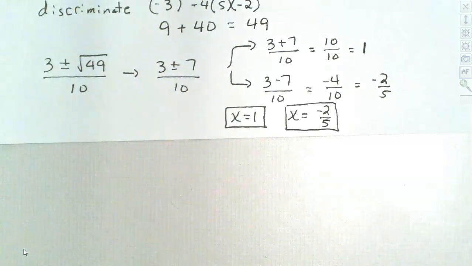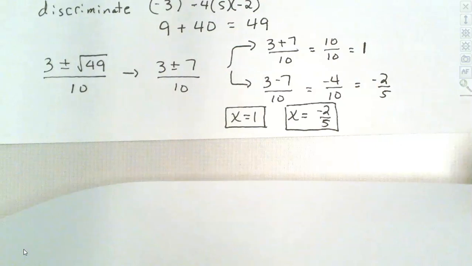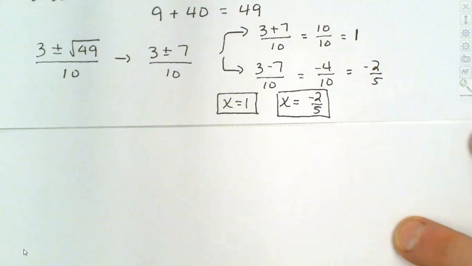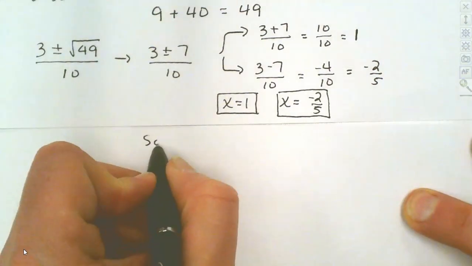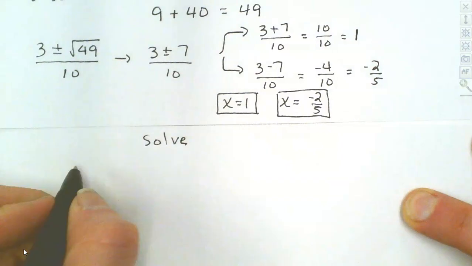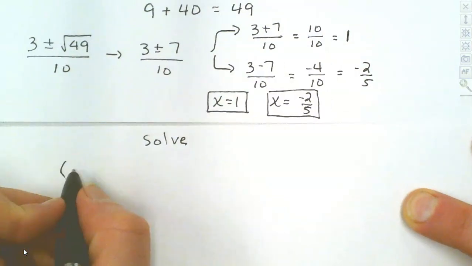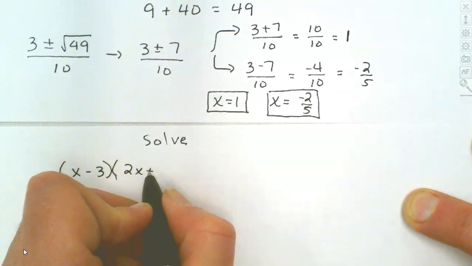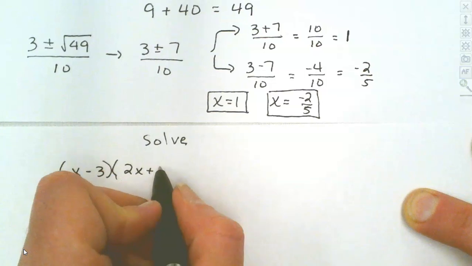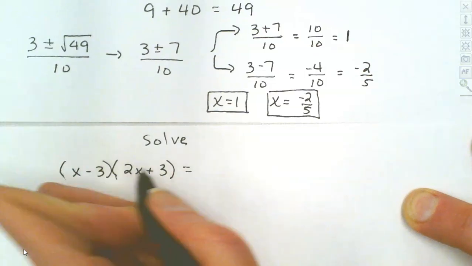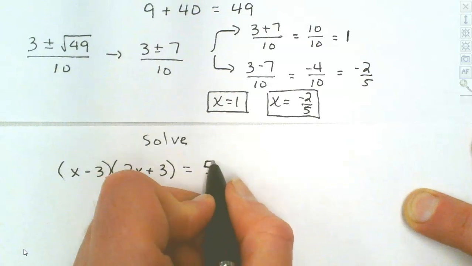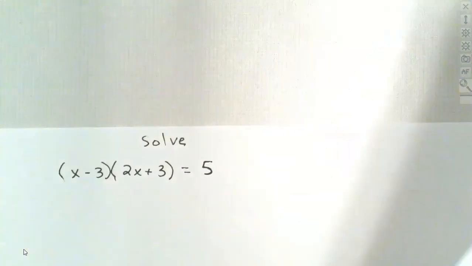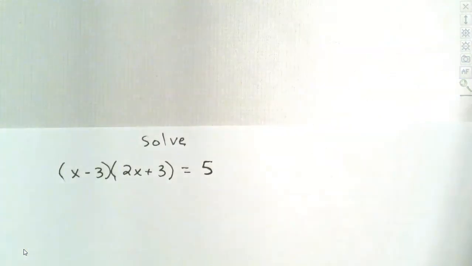One more of these is going to involve us to use the FOIL method. So in the next one, we're going to have to use the FOIL method. So again, we're going to solve. And let's look at x minus 3 times 2x plus 3 equals 5. Now we need to get this in a form that we can work with. So we're going to have to use our FOIL method.